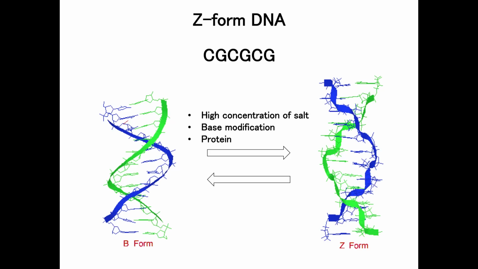And moreover, we know what kind of conditions are important for DNA to form A-form, B-form, and Z-form DNA. For example, a CG repeat sequence can form Z-form DNA instead of B-form DNA. Especially a high concentration of salt, base modification, and some kinds of proteins induce Z-form DNA from B-form DNA.